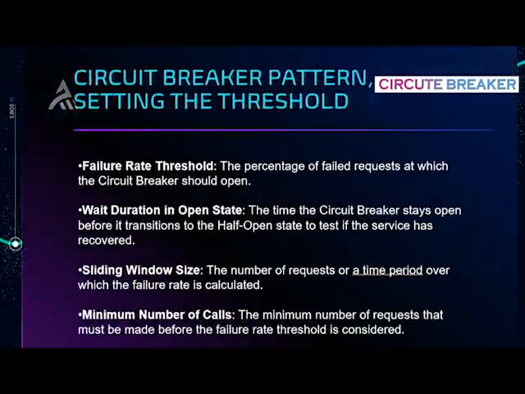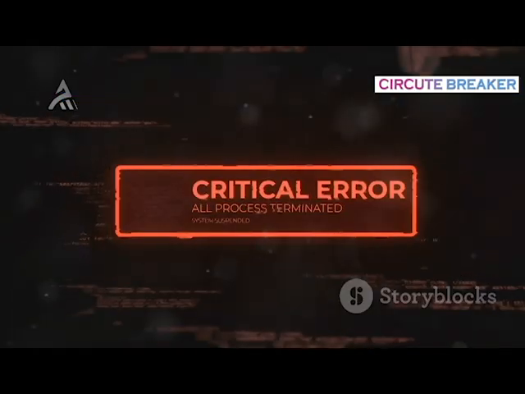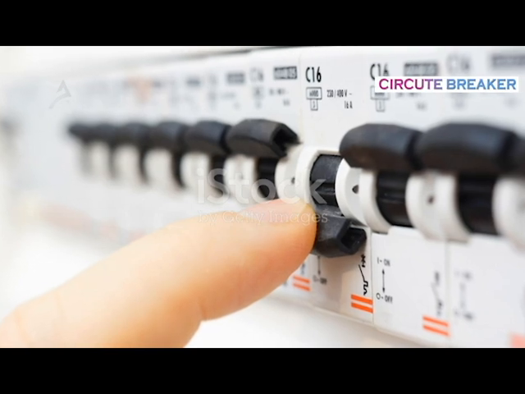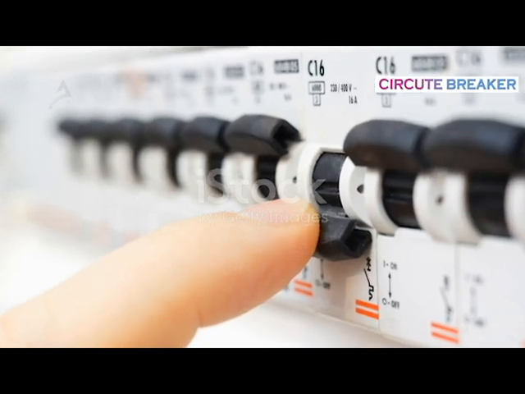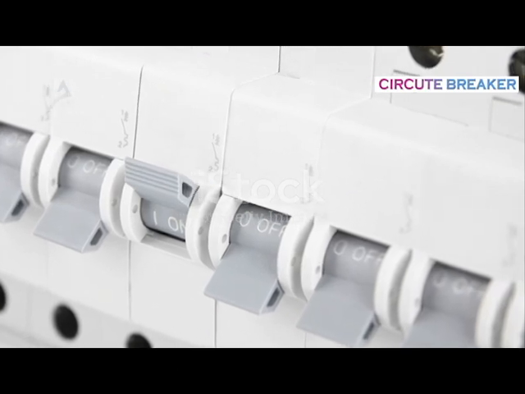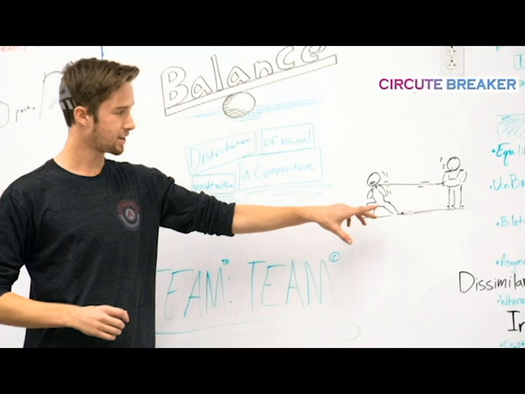Section 7. Setting thresholds. Finding the right balance. Setting appropriate thresholds for your circuit breakers is crucial. If the thresholds are too sensitive, the circuit breaker might trip unnecessarily, even when the service is experiencing only minor hiccups. On the other hand, if the thresholds are too lenient, the circuit breaker might not trip when it should, allowing failures to cascade. The key is to find a balance that protects your system without being overly cautious.